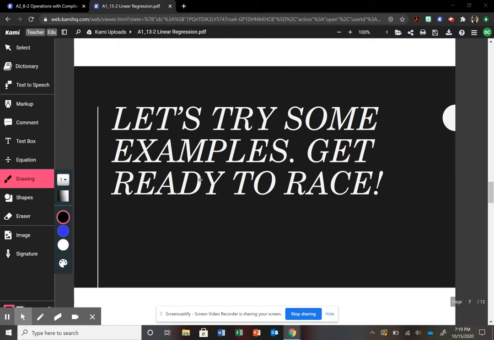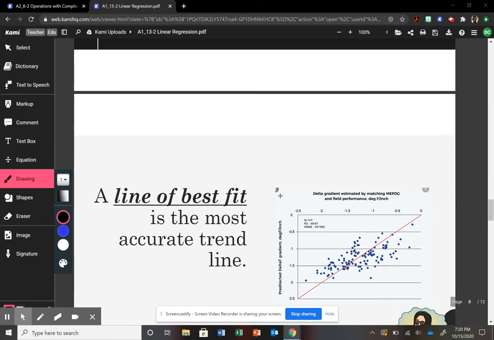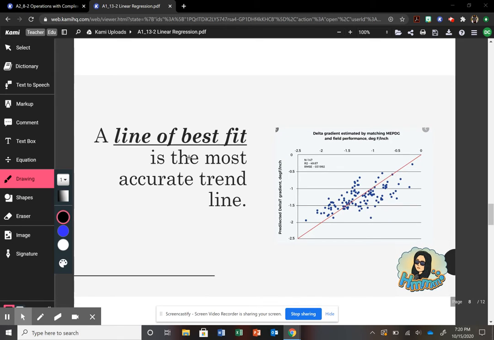In class we did a Nearpod where we got to try to decide if it was a strong correlation or a weak correlation, and if those strong or weak correlations were either negative or positive, and if there were neither of those, then of course there was no correlation. Unfortunately, we can't do the Nearpod now.